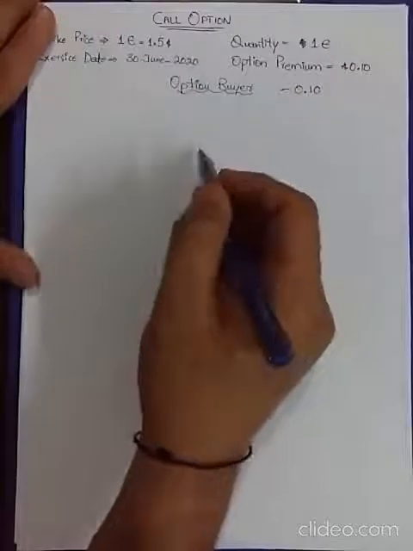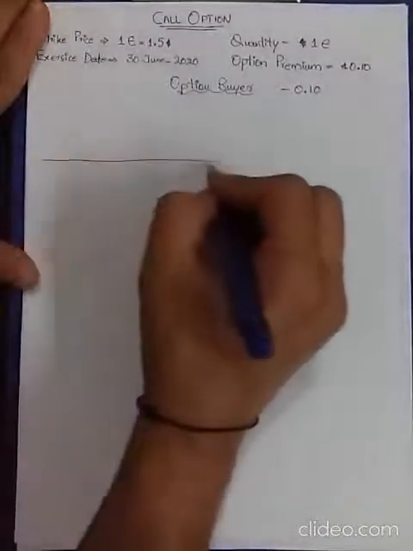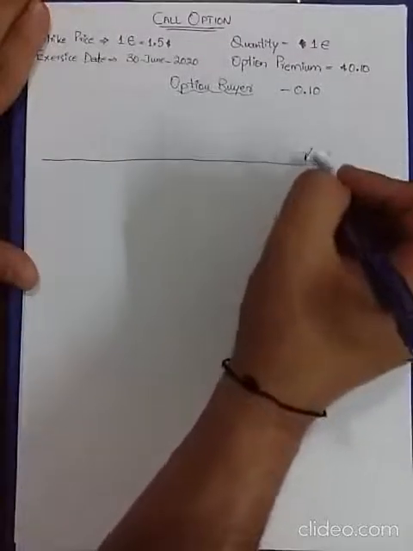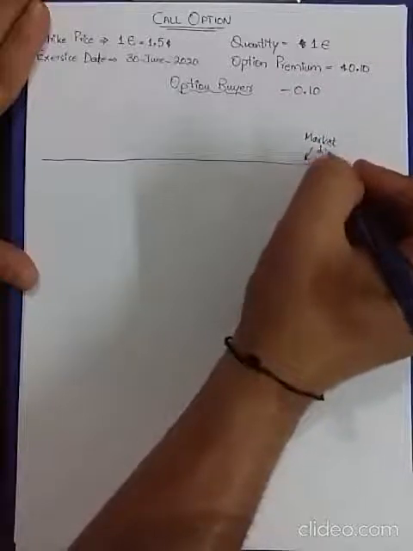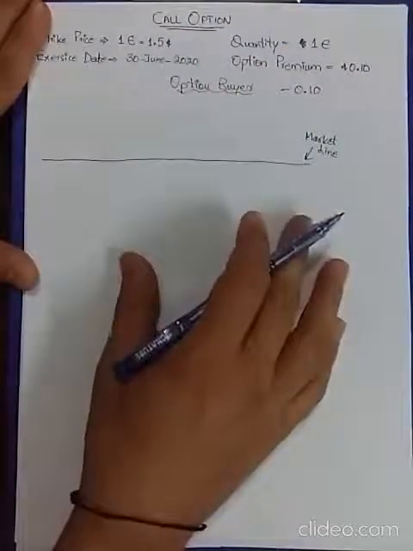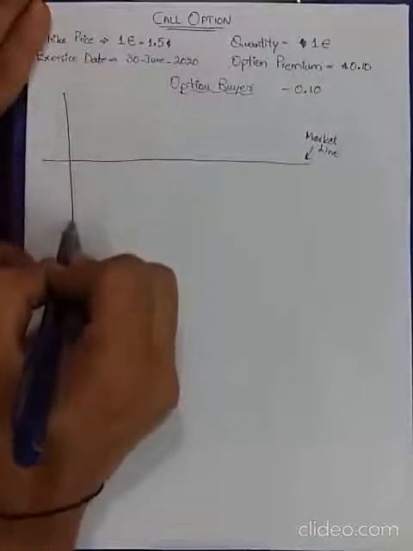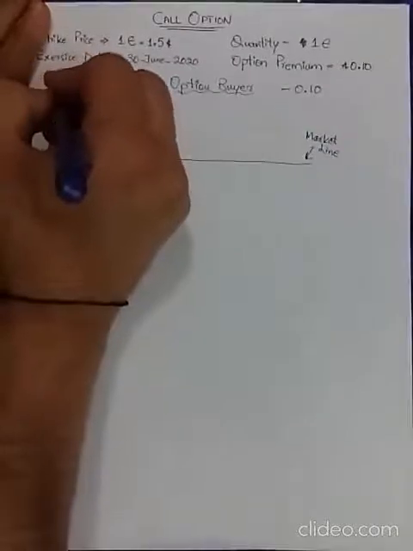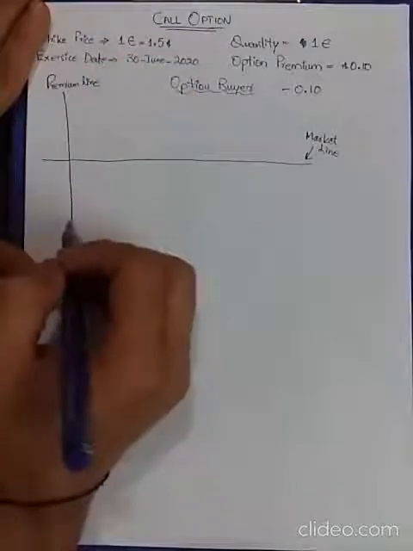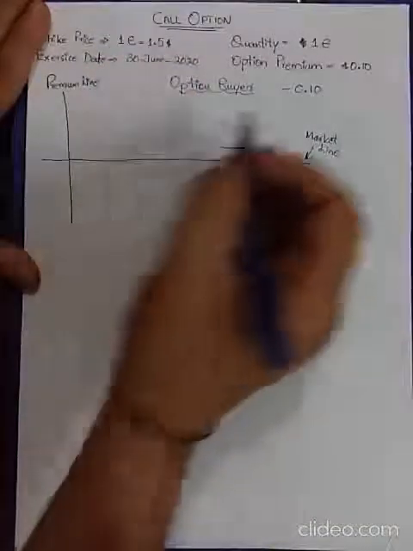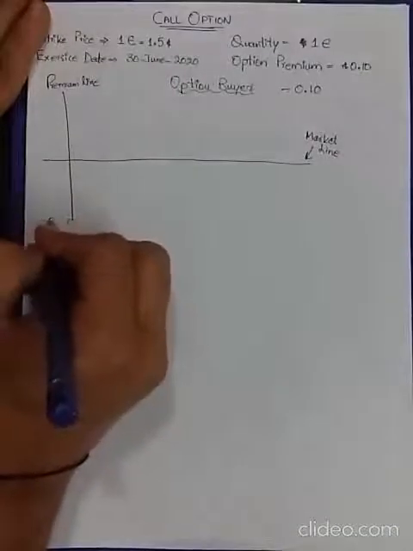Now let's start making a graph here. So this is a market line. Let's call this market line. On the market line, we're gonna jot down all the possible market prices that we may have during this time, and this is the premium line. Now we have paid a premium of $0.10 as an option buyer, so I can write here minus 0.10.